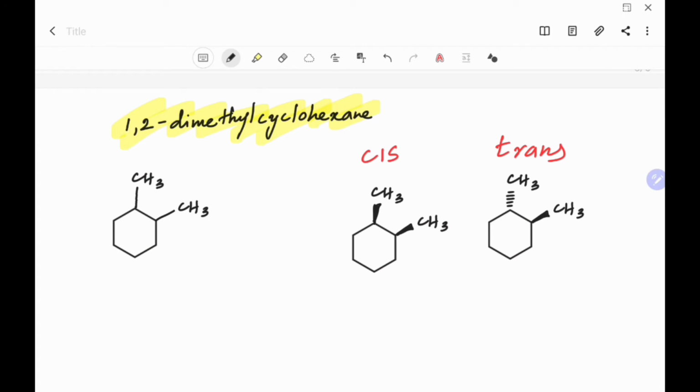So as an example, I am going to take 1,2-dimethyl cyclohexane. So you have two methyl groups on the number 1 and number 2 position, and you could have a cis isomer or you could have a trans isomer. So let's figure out which one is more stable. This part of the video is extremely important, so pay attention. We are trying to figure out which isomer is more stable. Is it the cis isomer or is it the trans isomer?